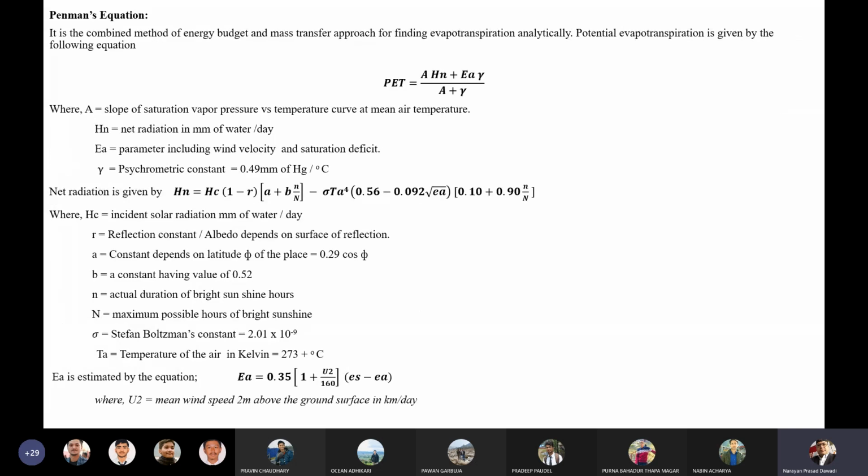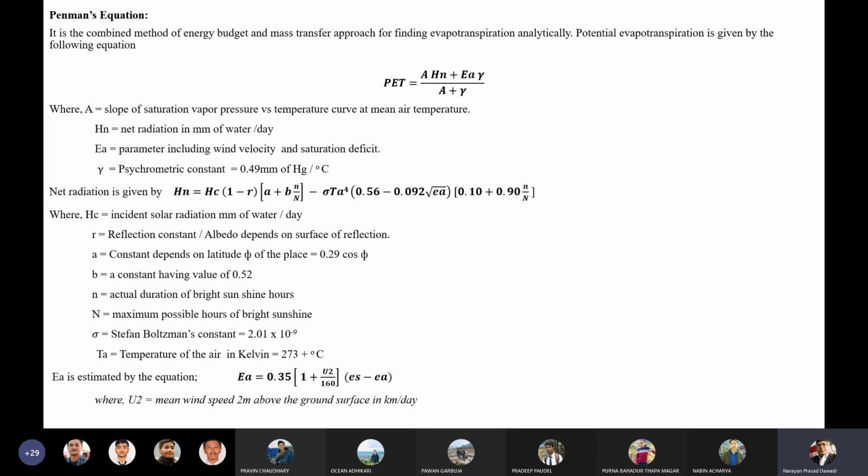Now, another method to find the evapotranspiration is Penman's equation. This is an analytical method of measuring the evapotranspiration. This is a very important one, Penman's equation. This equation is basically used in irrigation engineering also. We study this equation in hydrology. In the next semester, you will have to study Penman's equation in irrigation engineering also.